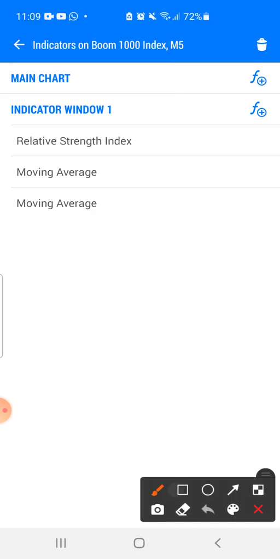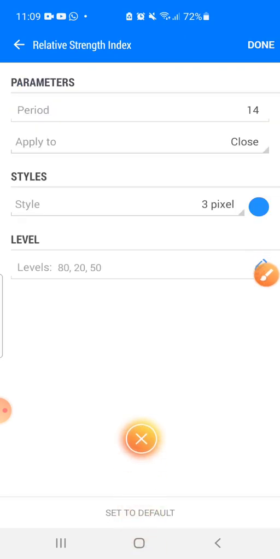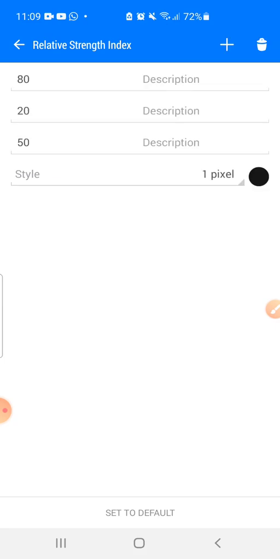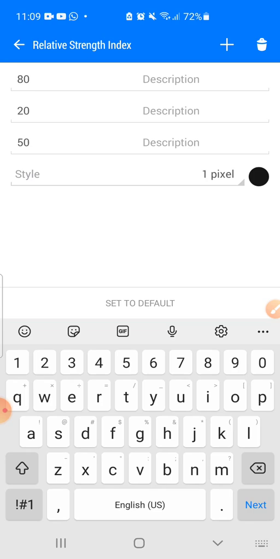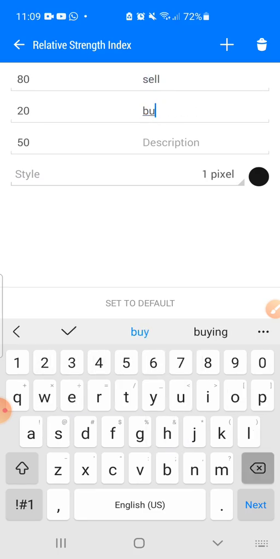So the first indicator we are adding is the relative strength index, RSI. If I click, look at the settings, they are very simple. Period 14, apply to close, style 3 pixels. Then the levels, pay close attention to the levels, we are going to be using them also. We have the 80, we have the 20, we have the 50. Here is where we are likely going to be selling, and here we are going to be buying. So I can label this as a sell. Here, buy. Sorry, that should be buy.